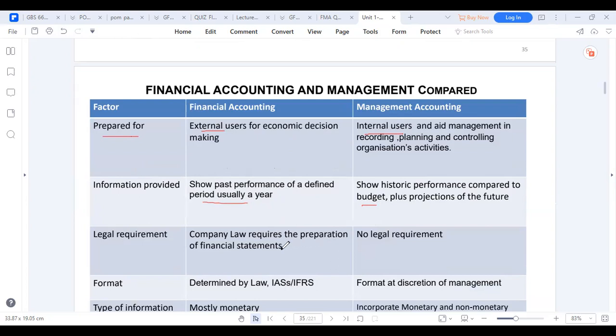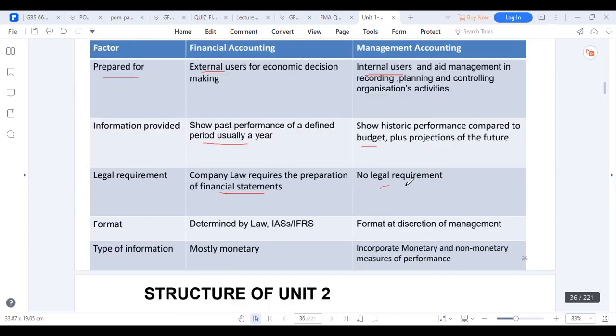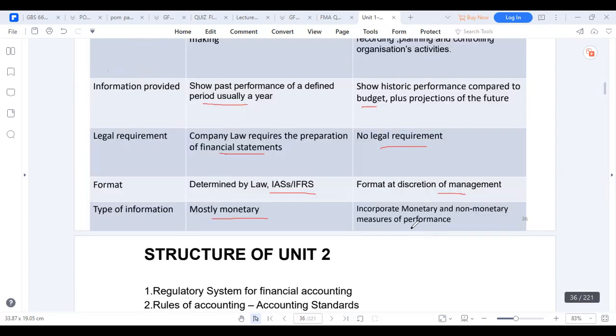The legal requirement for financial accounting is to prepare financial statements according to the framework that has been established. For management accounting, there is no legal requirement. The format for financial accounting is established by international financial reporting standards, but for management accounting, it's at the discretion of management. The type of information for financial accounting is mostly mandatory, but here it has both mandatory and non-mandatory aspects.